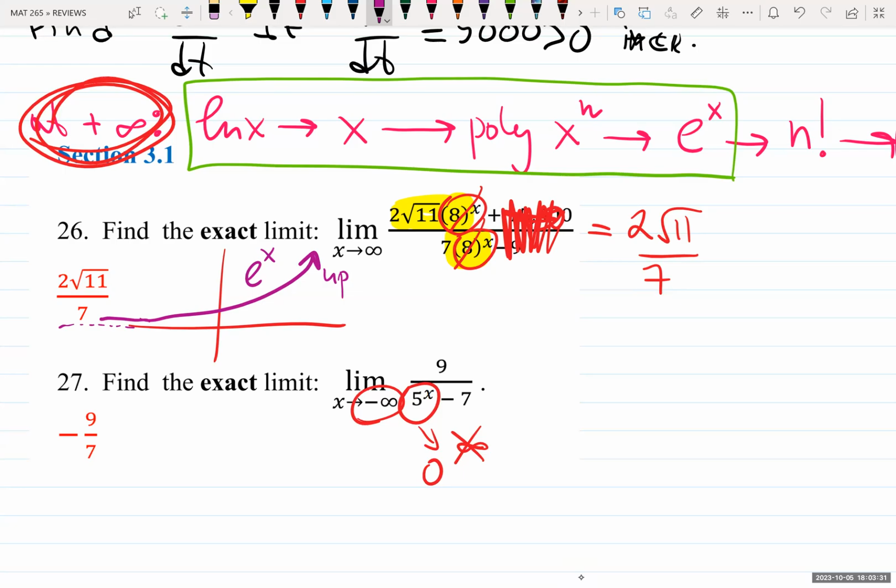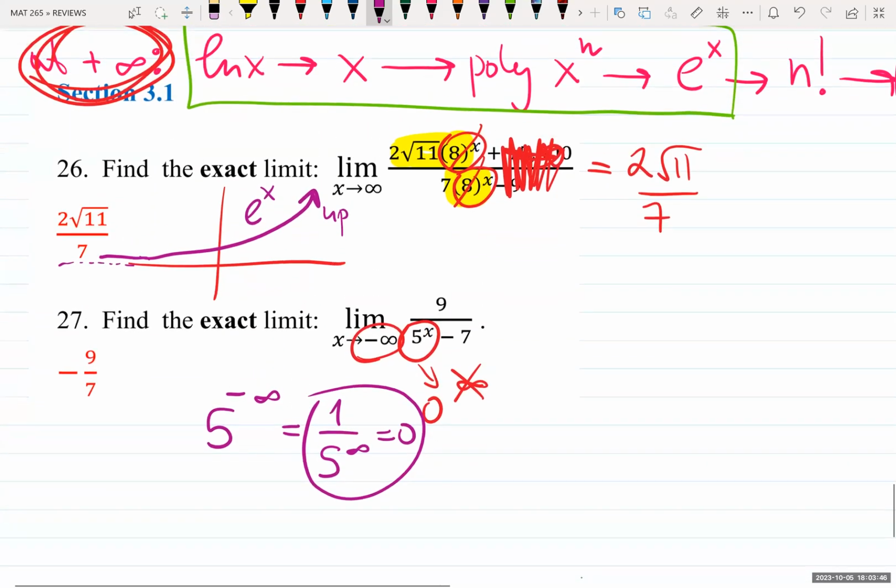It has a horizontal asymptote. Either remember that, or imagine it is 5 raised to the minus infinity, which is 1 over 5 to the infinity, and that is 0, right? Imagine that, because you can work with negative signs. That's the second way to do it.